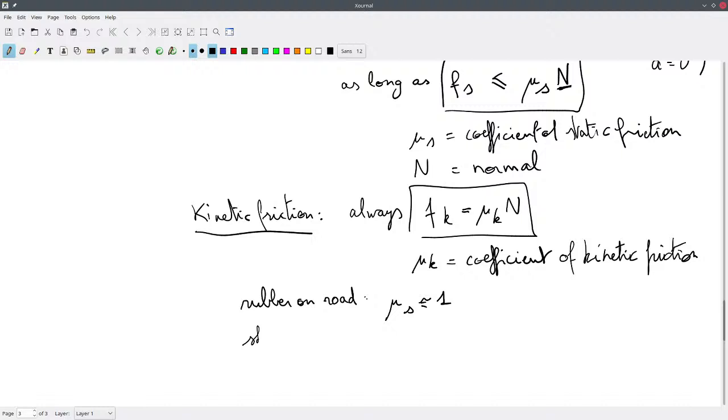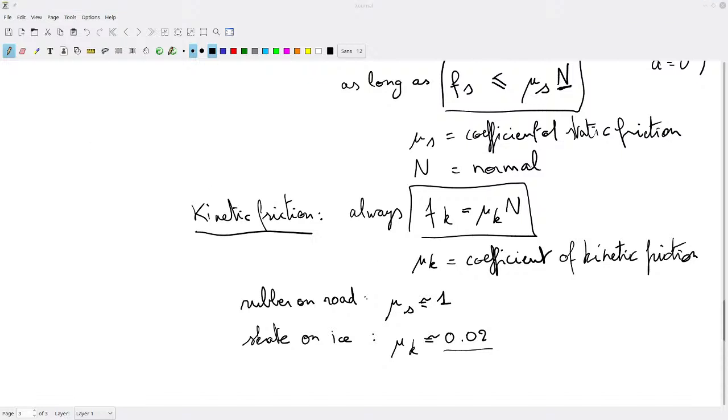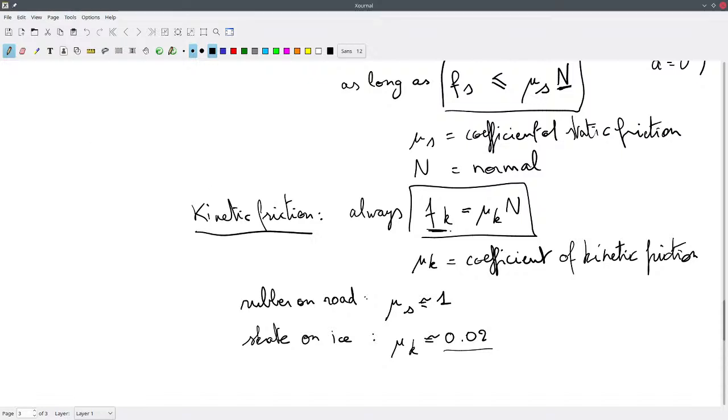If we then look at another extreme, steel on ice, or an ice skate on ice, when in motion, the coefficient of kinetic friction is approximately 0.02. So the magnitude of the force of friction is only 2% of the magnitude of your weight. So that's a small force of friction, and that's why ice skating is typically considered to be nearly frictionless, because there's only 2% friction.